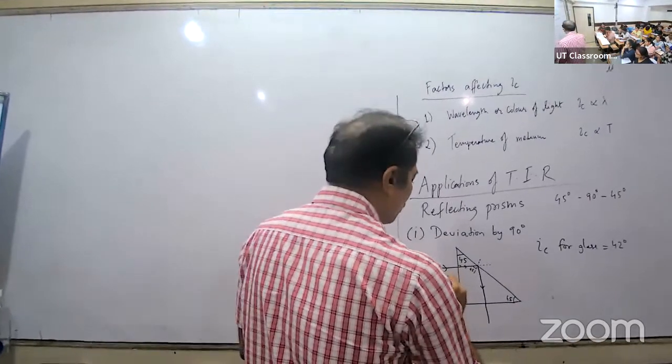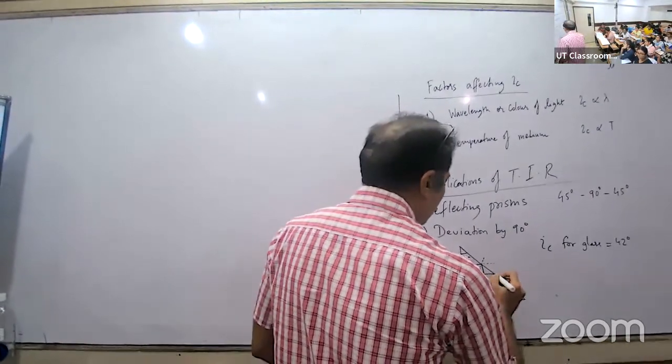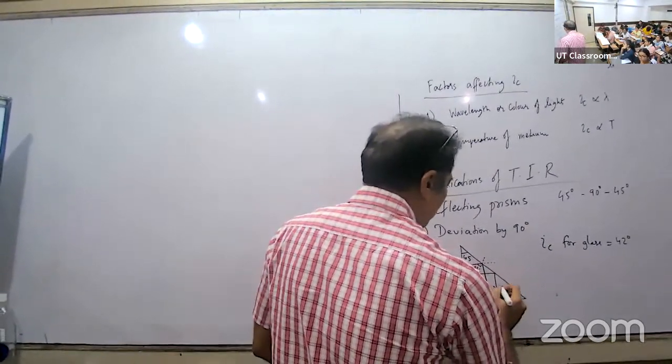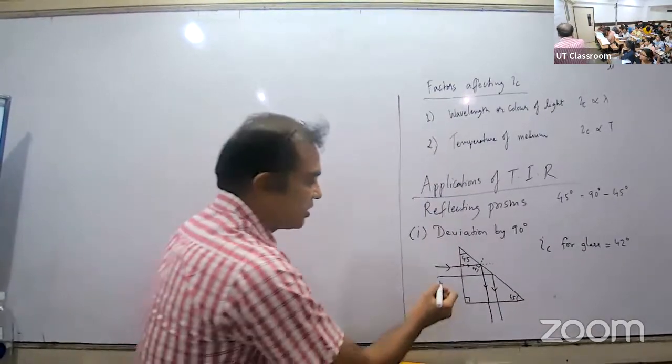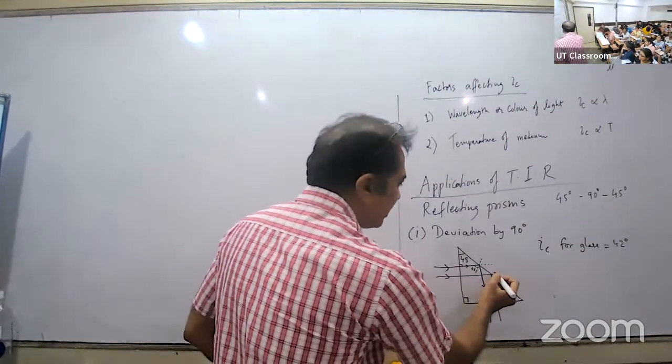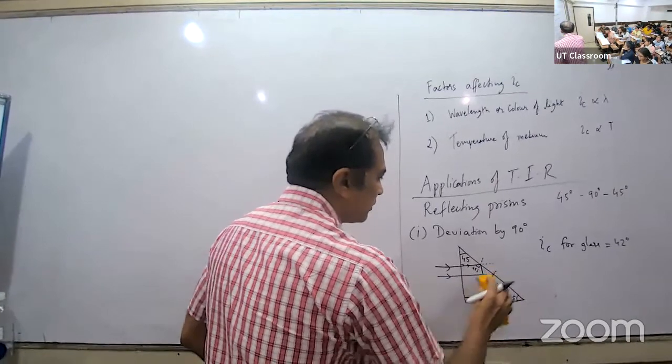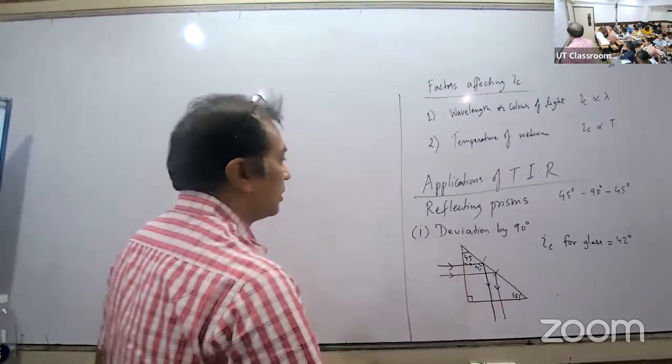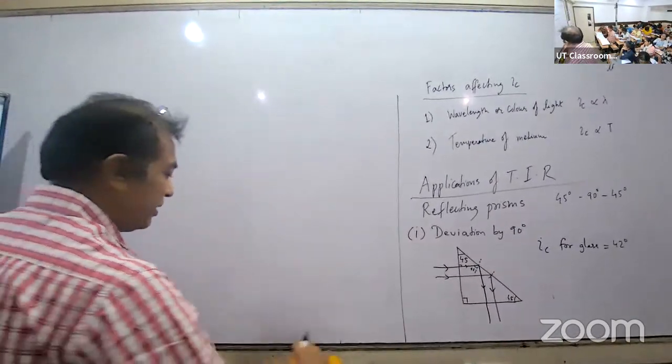So you can show two rays. This ray will also suffer the same thing. So first application is deviation by 90 degrees. Everybody understood? Yes, sir. Okay. Next is deviation by 180 degrees.